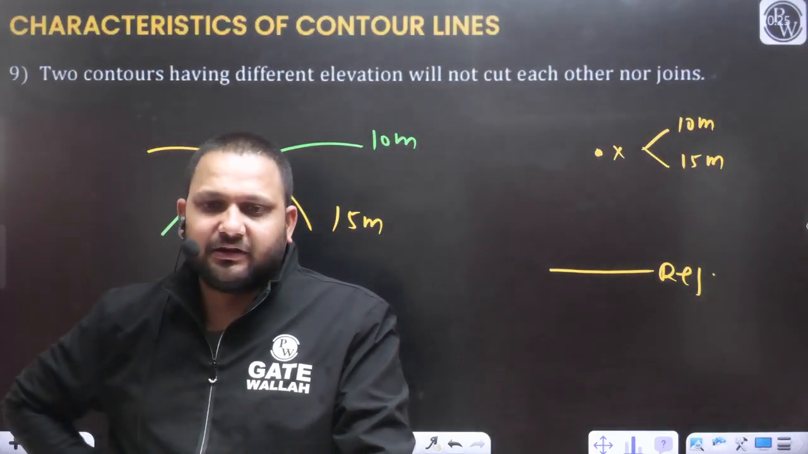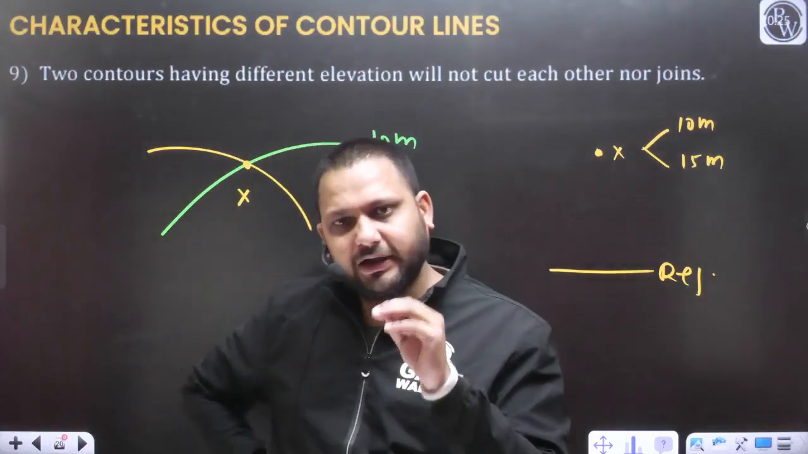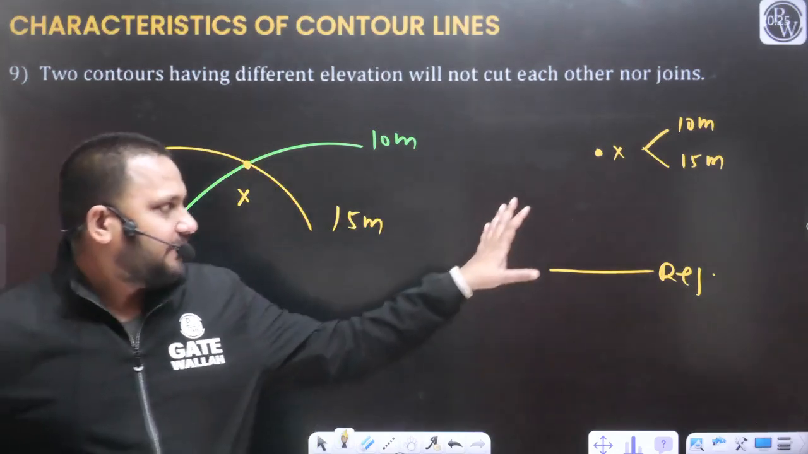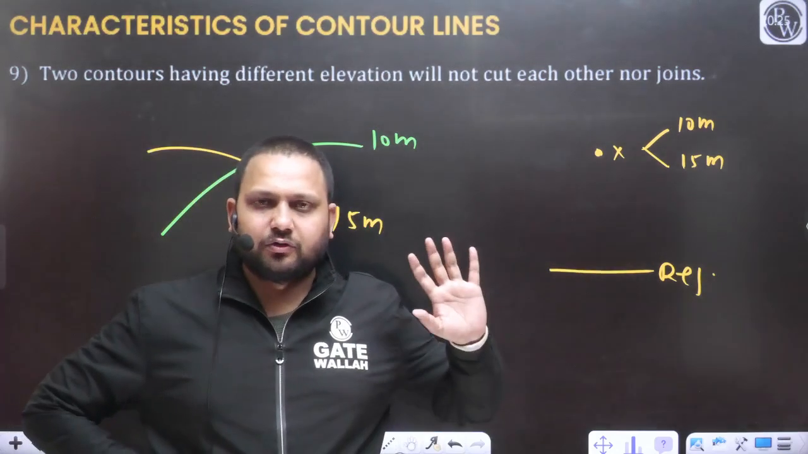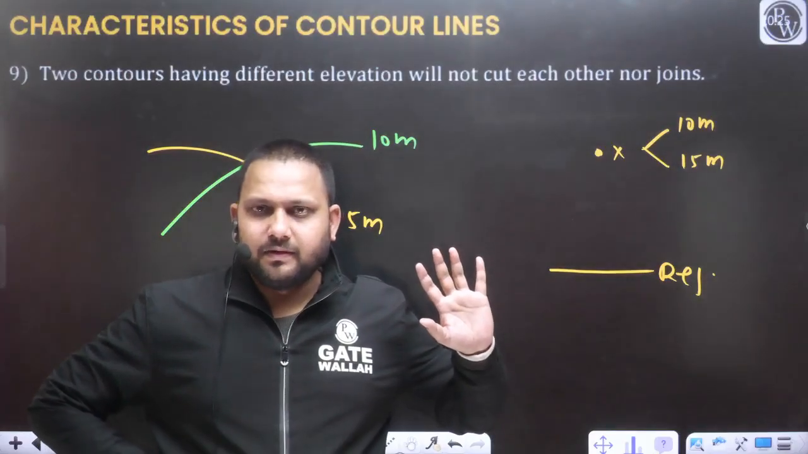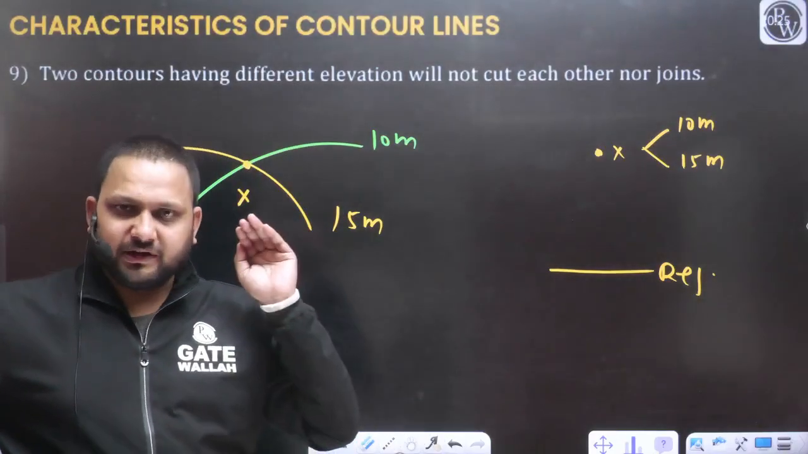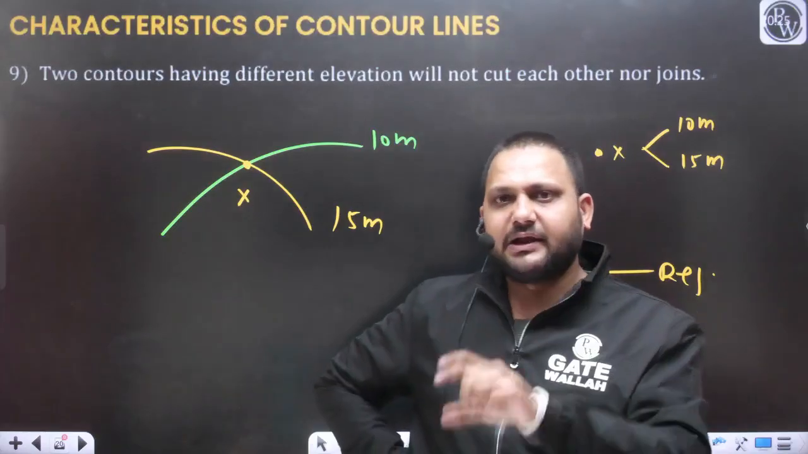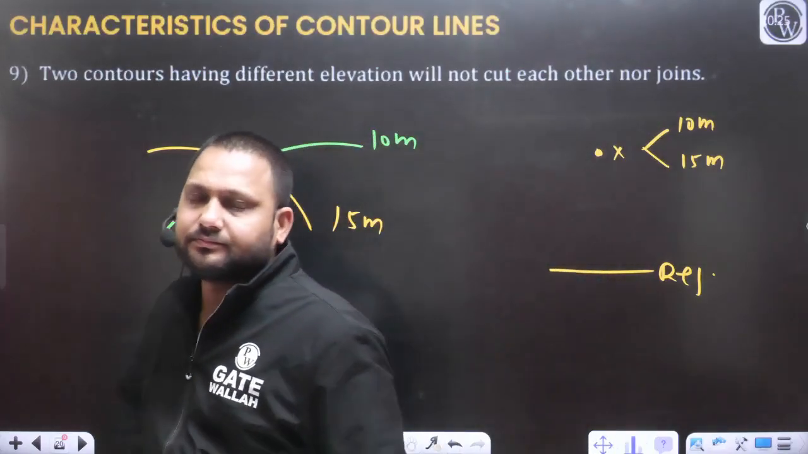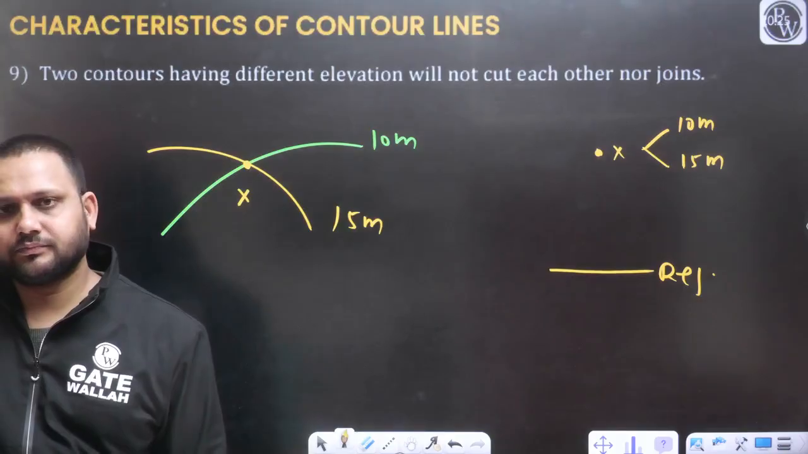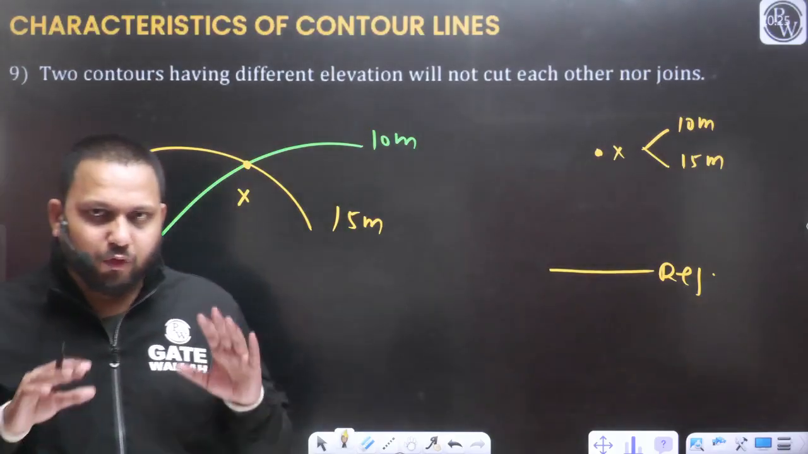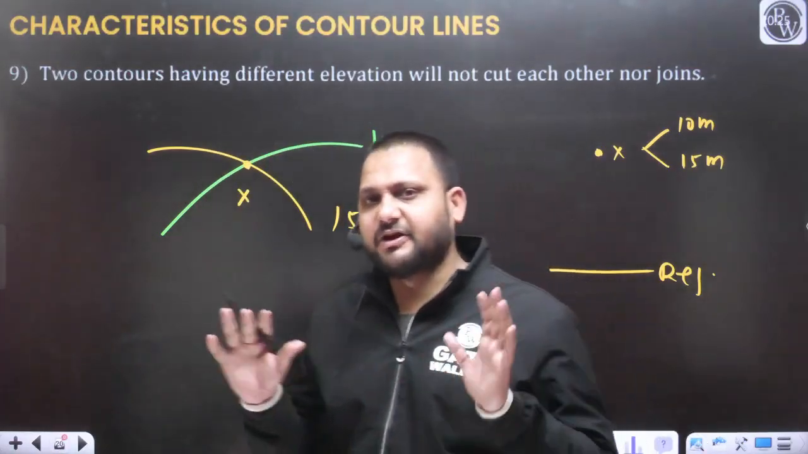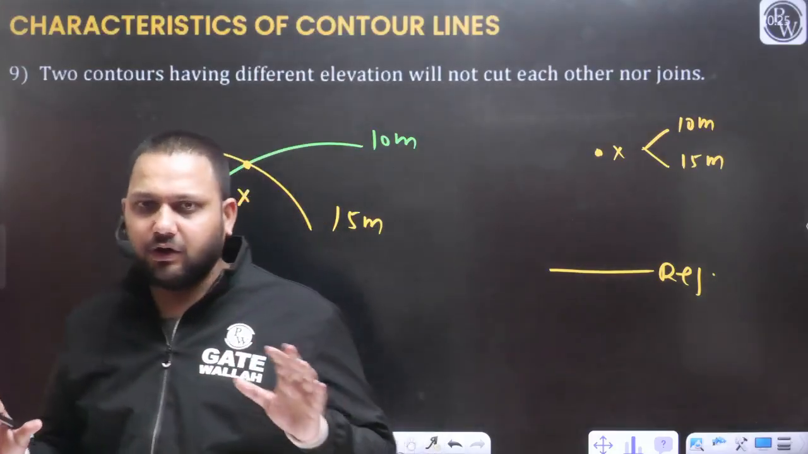Ideally, this point may have any elevation. If we change the reference, this elevation will also change. That we can understand, yes or no? But if the reference is fixed, it is not possible that from the same reference a point should have two vertical distances. Yes or no? So two contours having different values should not or cannot intersect.